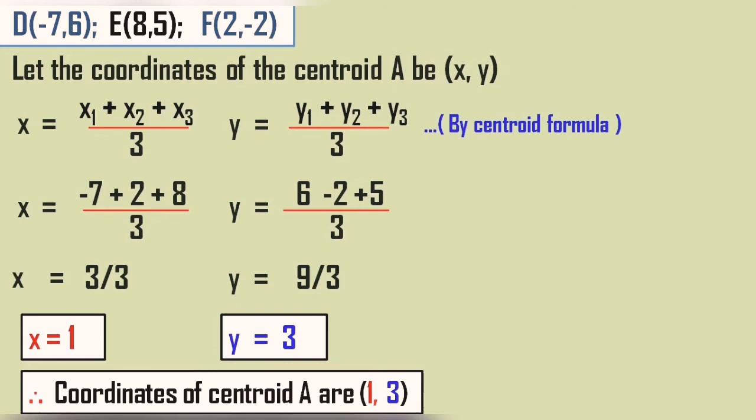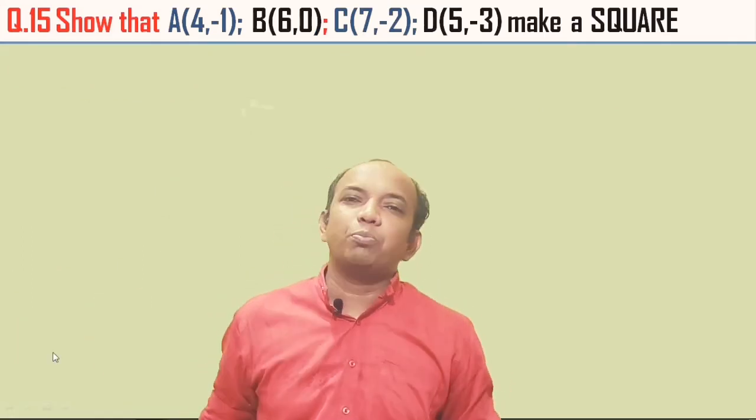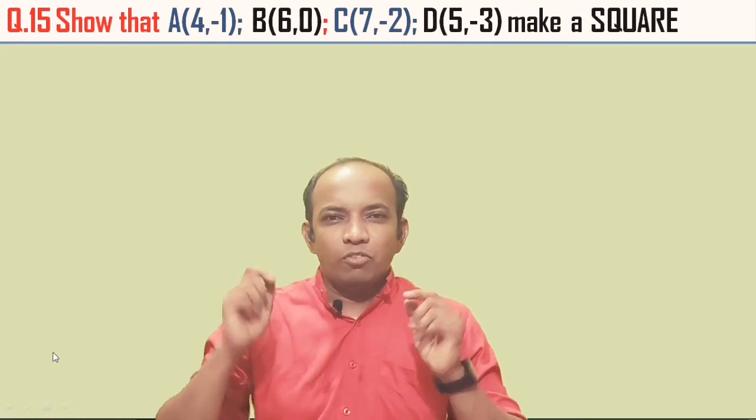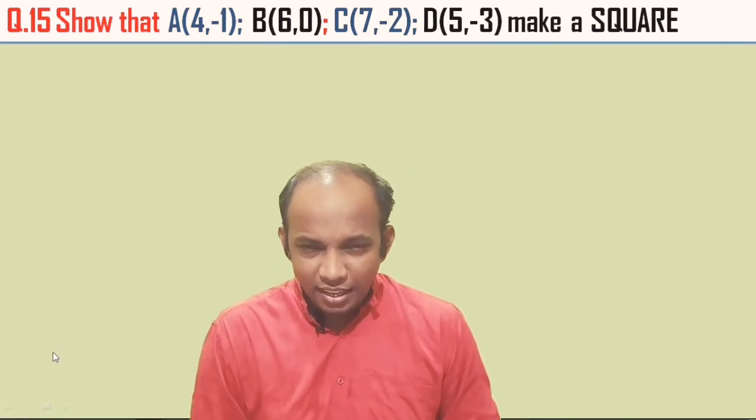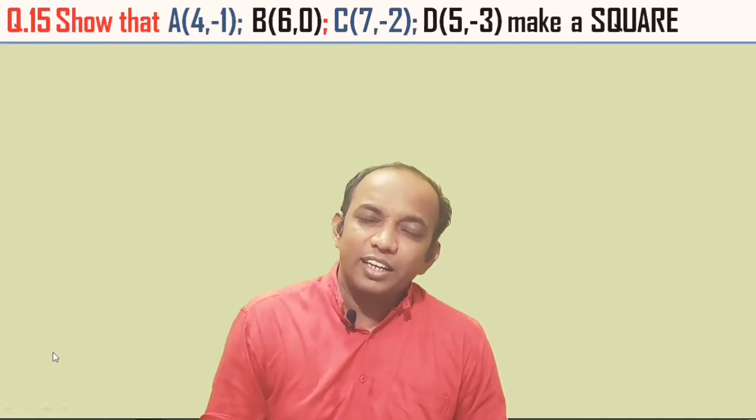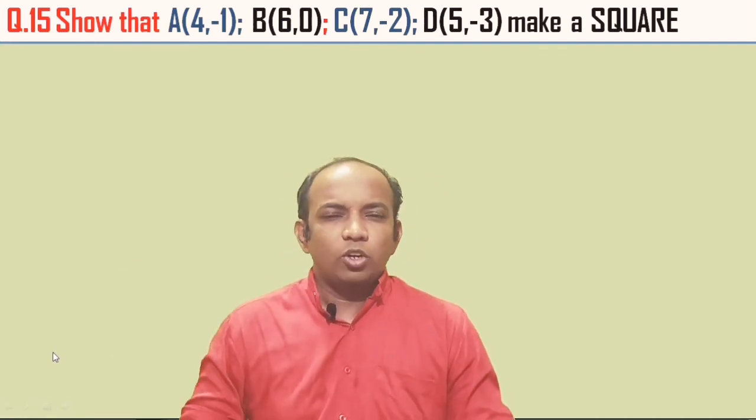Easy peasy, right? This is the 15th question on the board. I need to prove ABCD are the vertices of a square. For this purpose, again I'm going to use the distance formula. I'm going to find 4 sides and 2 diagonals. If the 4 sides are equal in length and the 2 diagonals are also equal in length, then we can say these coordinates make a square. So let's begin.